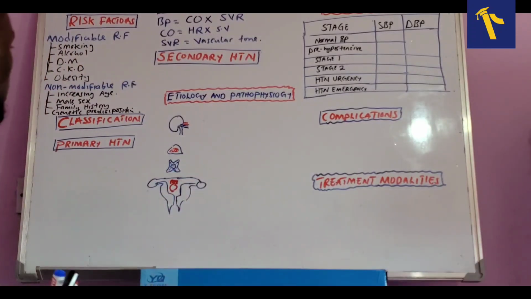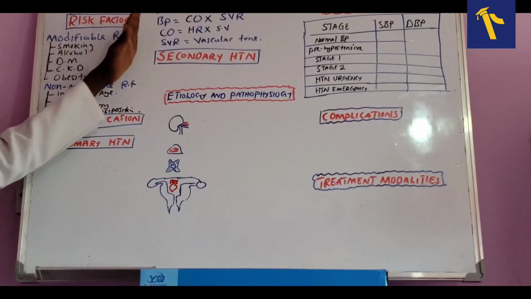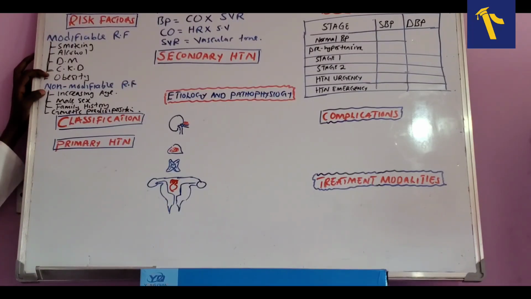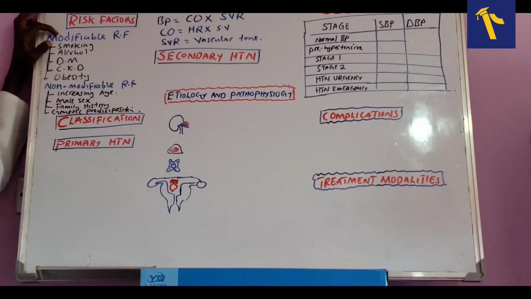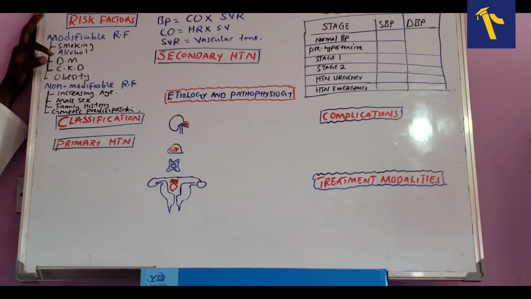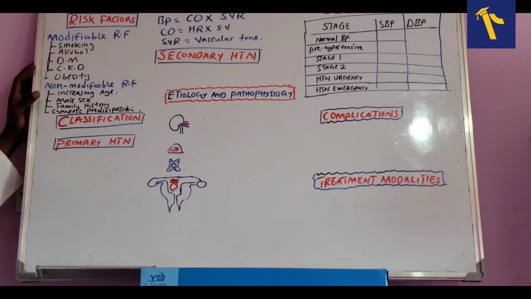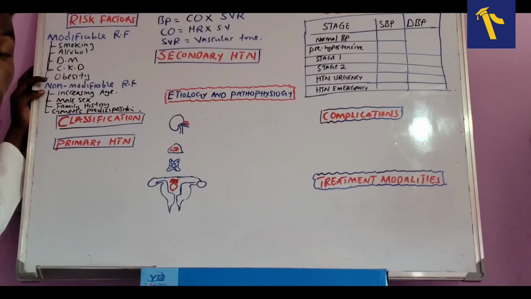So again, just to summarize whatever we've talked about, we're talking about the risk factors that can promote hypertension. These risk factors can be further categorized into modifiable risk factors and non-modifiable risk factors. Modifiable risk factors are the factors that you can change, such as smoking, alcohol, diabetes mellitus, CKD, obesity. These factors, you can change them.